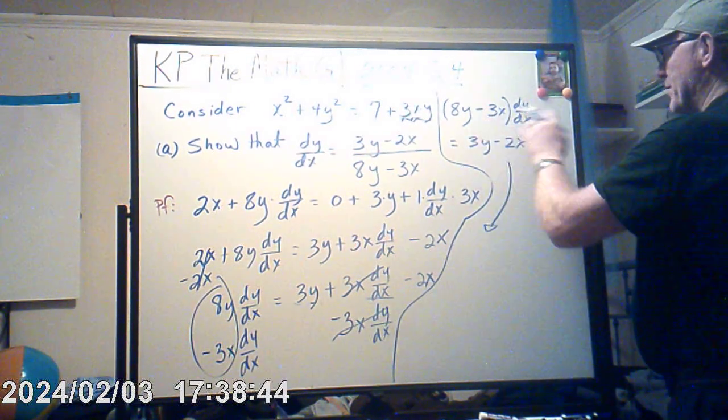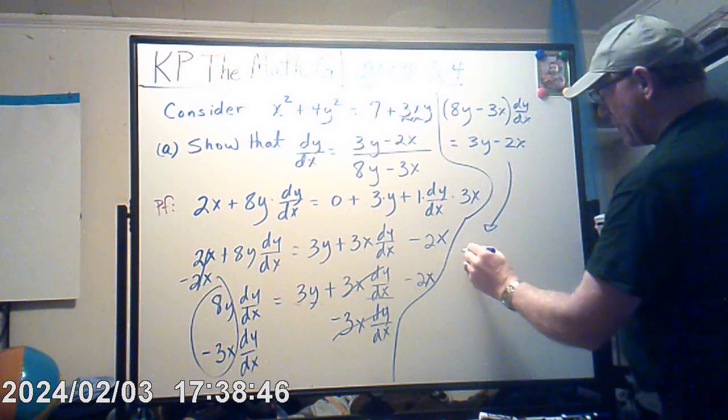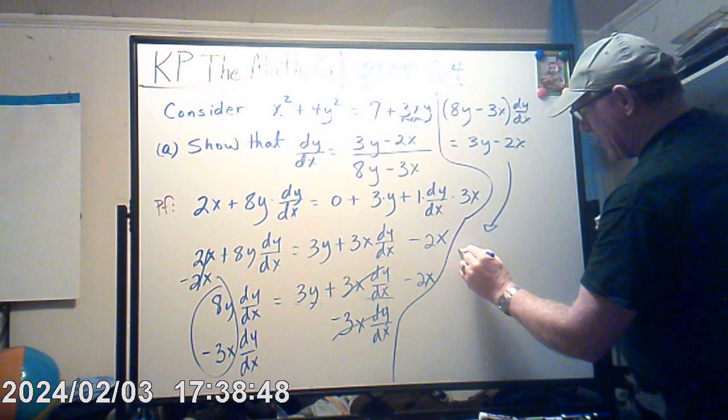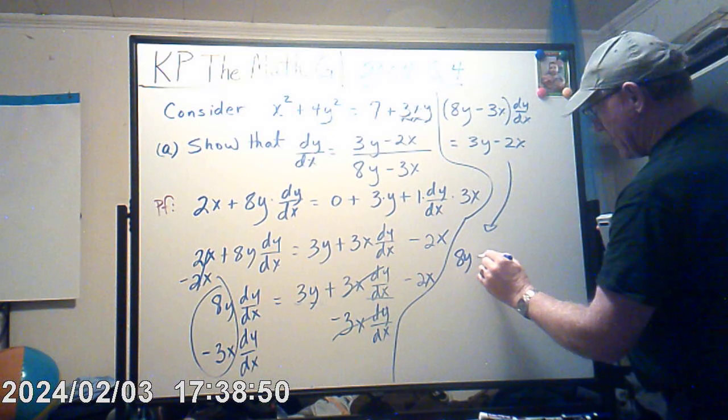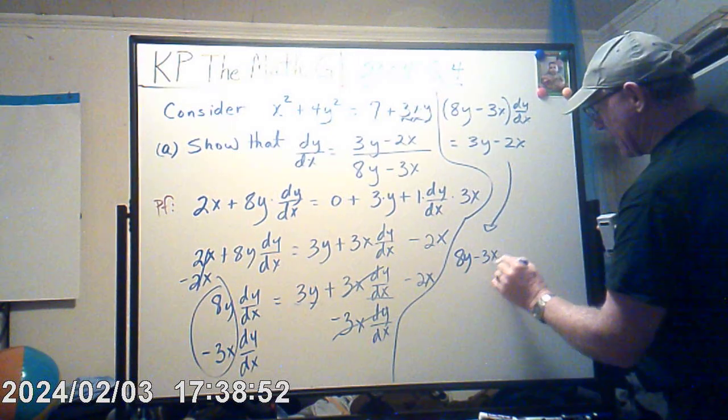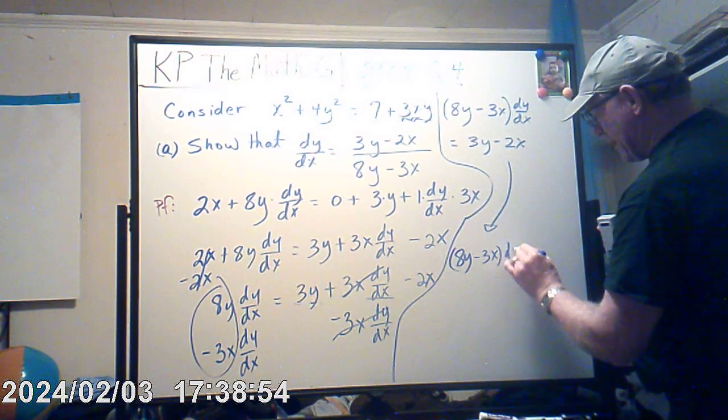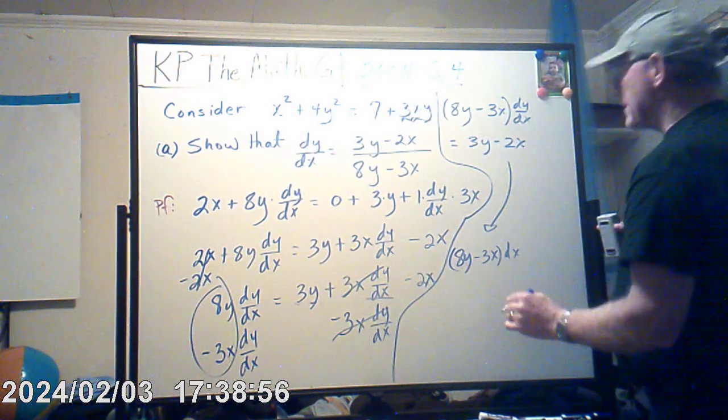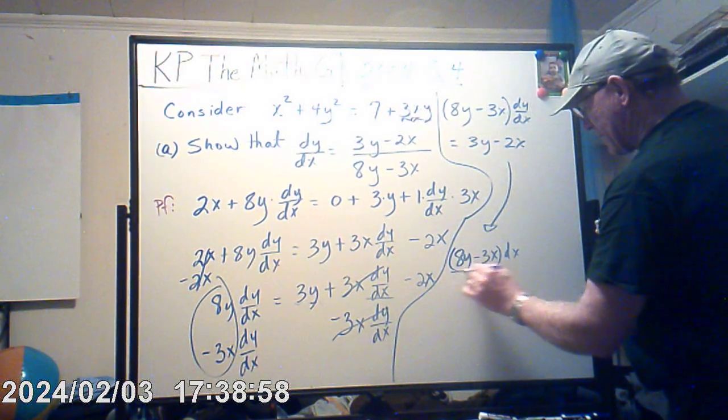Okay, I think we can bring it down here now. If I divide both sides by 8y minus 3x, I'm going to divide both sides by that.